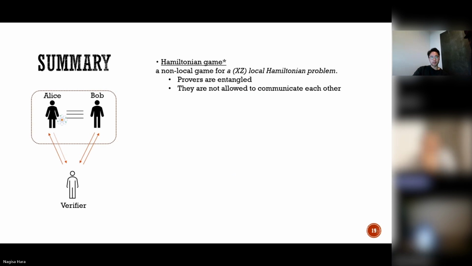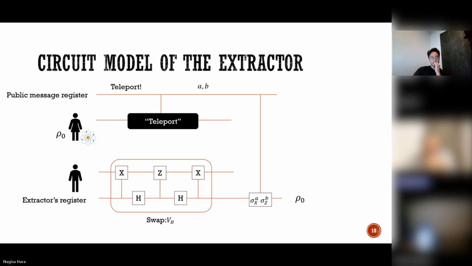I see. No, I was just trying to understand why a malicious verifier couldn't run what you're suggesting in the previous protocol. So on the previous slide, what you had... I was wondering why a malicious verifier couldn't also run this and extract the state.